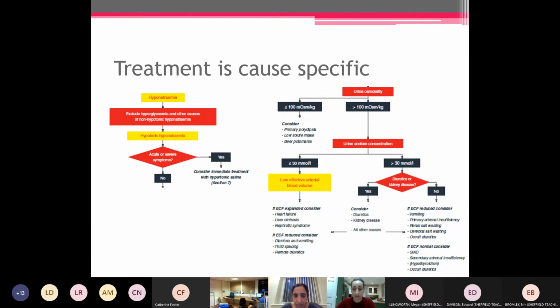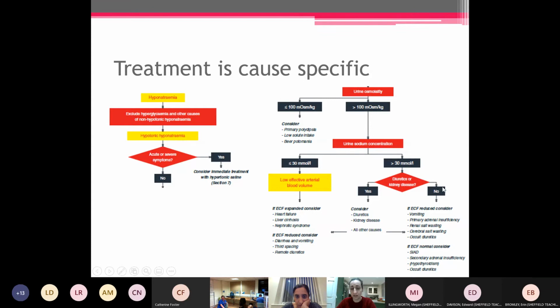So in those patients, they've got such dilute urine because they're drinking loads, or they're just not taking in any salt. So it's usually primary polydipsia. If it's less than 100, then we probably want to be really seeing what they're drinking and restricting them back down to a normal level. And then anything over 100 is kind of more normal. And that's when you start looking at everything else.